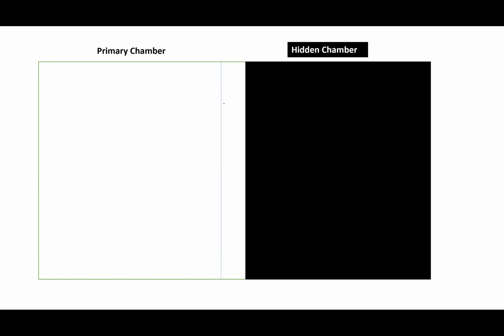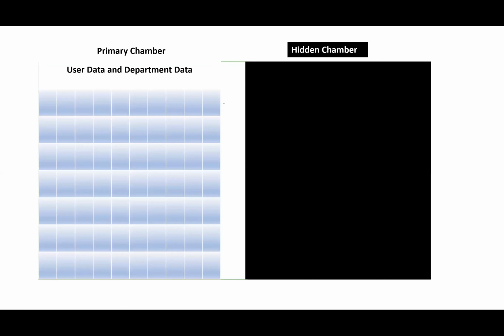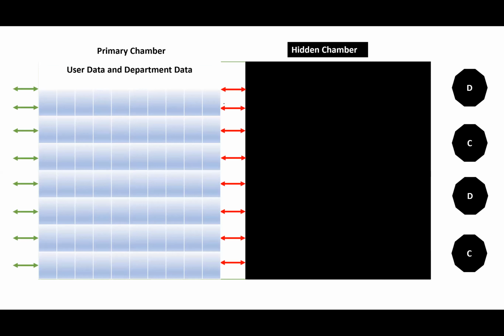So BLACKbox, as a hardware, has a storage, and that storage is divided into two parts. One is the primary chamber, another is the hidden chamber. The primary chamber is where all the data is: users' data, departments' data, where all the data is centralized forcefully. And the primary chamber and hidden chamber are always disconnected from each other.